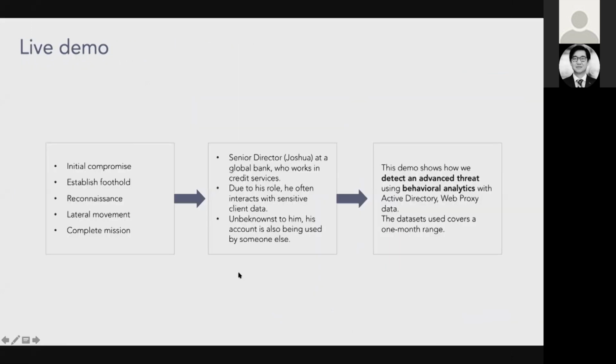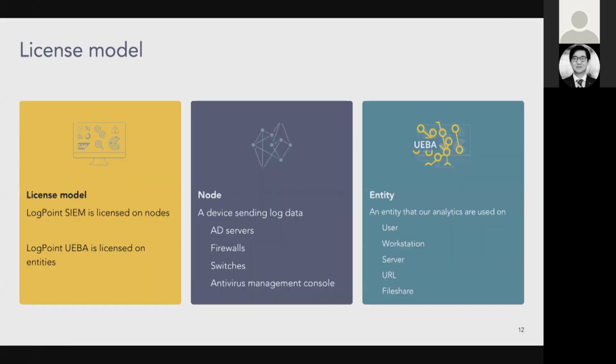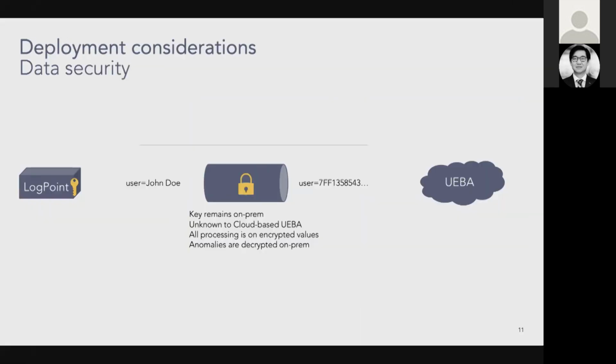Here, we don't care whether an entity is called Joshua, Donald, or Maria, or whatever. An encrypted data field can be used for calculation purposes. So whether it's called John Doe, as you can see here, or it's called 7FF1358543, the algorithm, the machine learning model doesn't care about that. It can calculate based on that given key value.